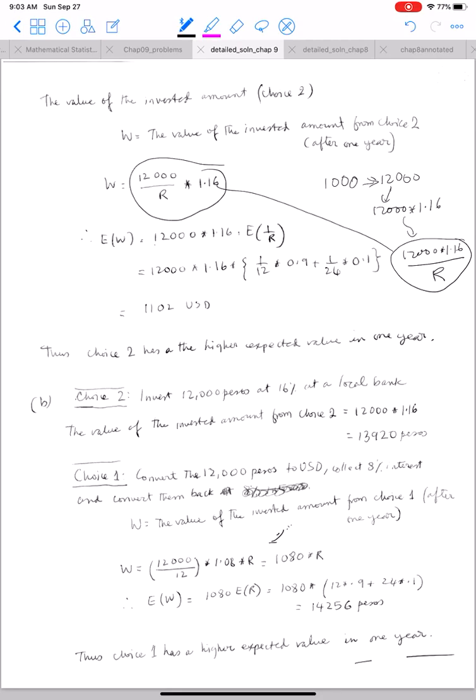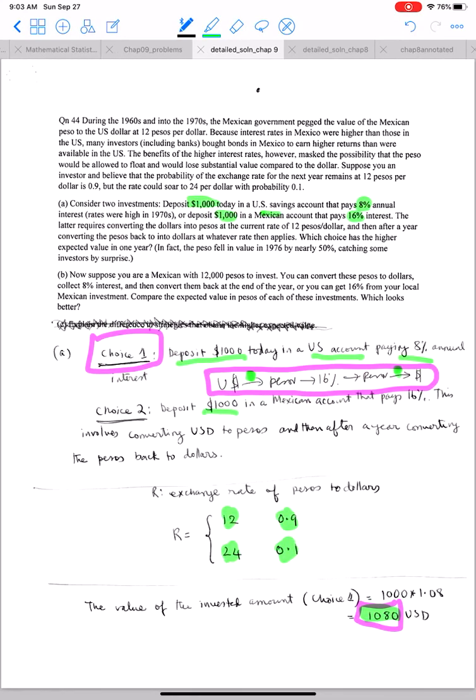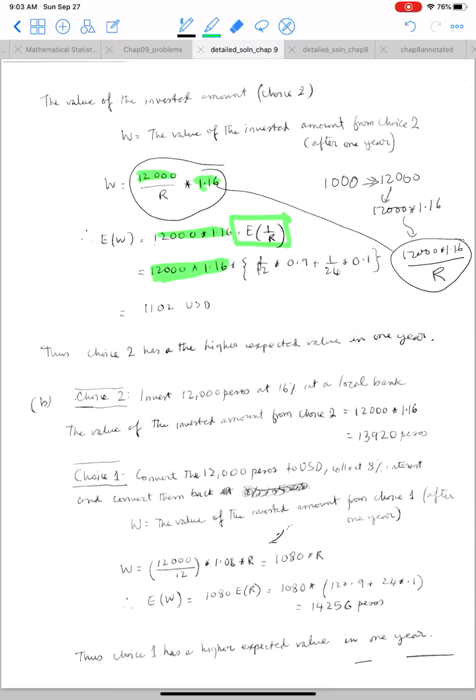So what is the expected value of this? This is a constant, 12,000 times 1.16, times the expected value of 1 over r. What is the expected value of 1 over r? The observed values of this random variable were 12 and 24. So we have 1 over 12 times the corresponding probability plus 1 over 24 times the corresponding probability, which gives me the final answer. So choice 2 has a higher expected value in 1 year.